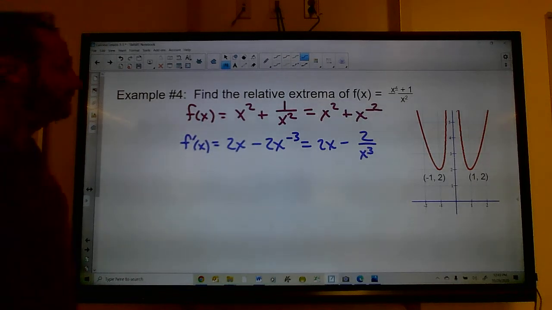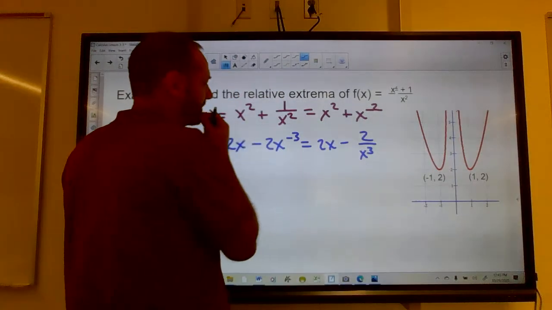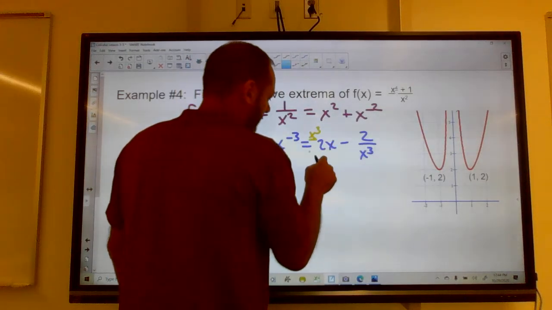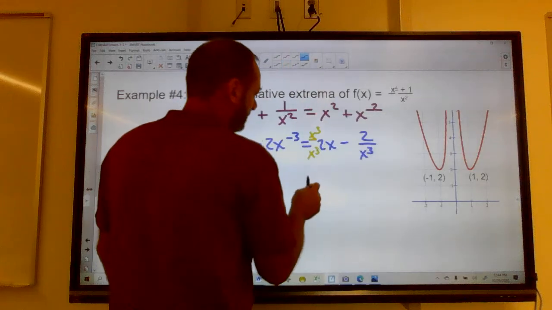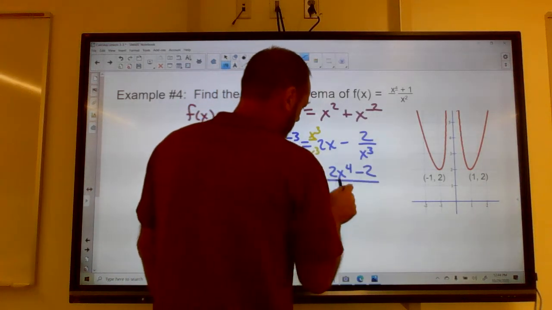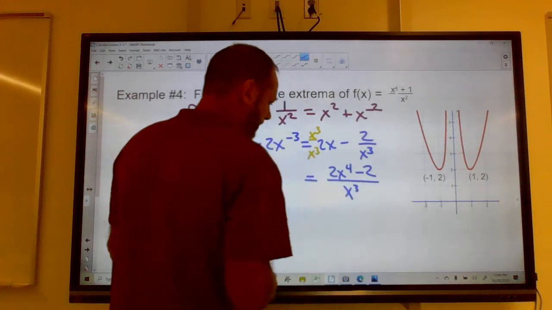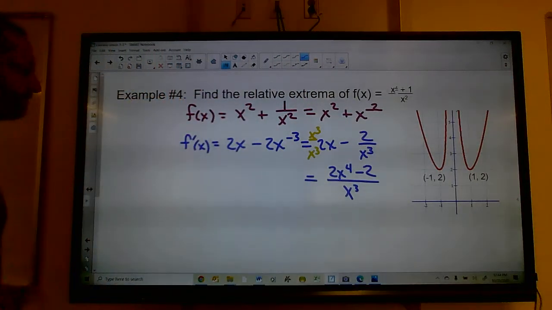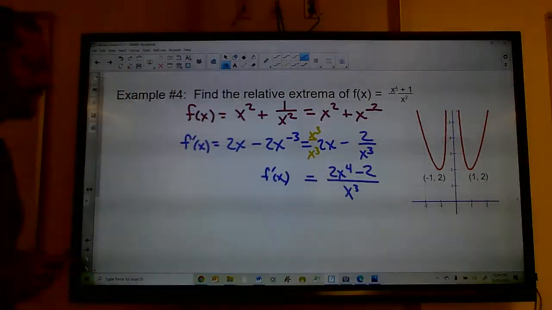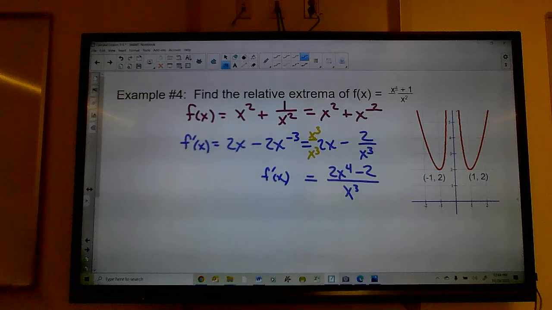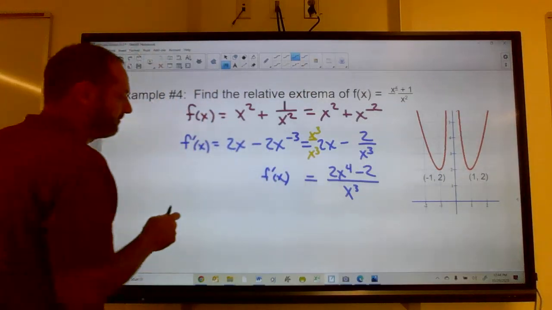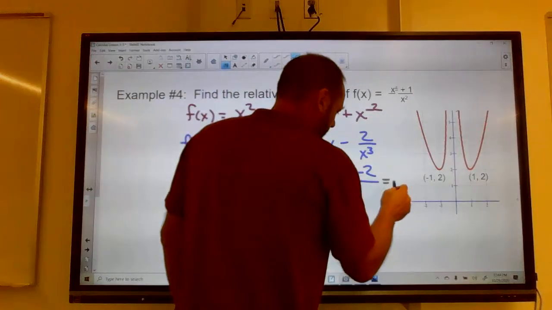I think I'm going to get a common denominator on this too, so I can get this all over the same thing. So I'm going to multiply this by x cubed over x cubed. And I'm going to get 2x to the fourth minus 2 over x cubed, like that. I think that'll be the easiest thing to work with. All right, let's set it equal to 0 and find out what the critical points are.